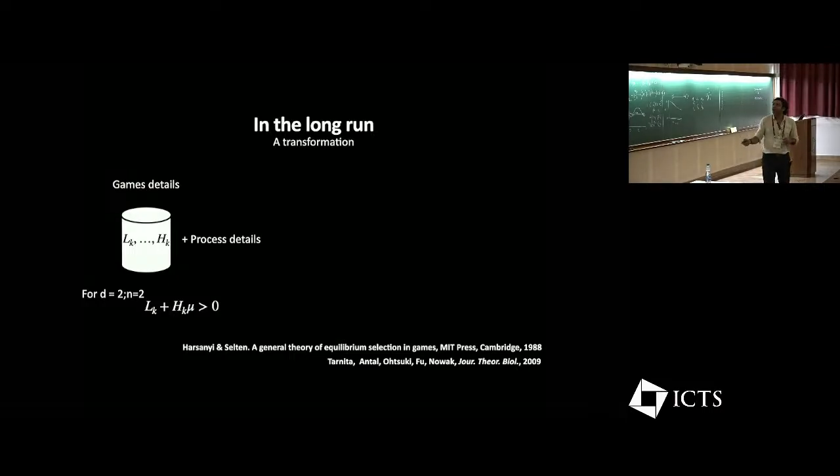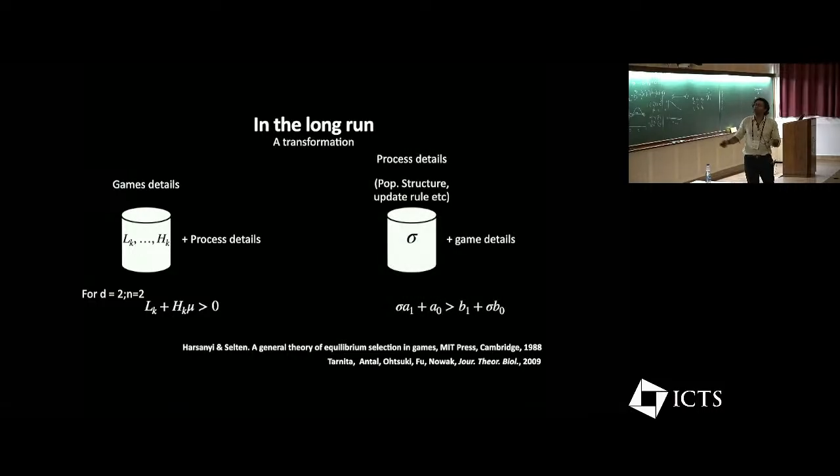You can say that, okay, I'm putting all my game details in these containers, and I have the process details outside. Or I could put my process details in a container, and I have my game details outside. Because now it's just a matter of reshuffling how you write these things down. If you do that, you can do something much more powerful. Now this container can contain not just the stochastic processes that we have been discussing. You can put in other things like population structure, update rules, like what different kinds of copying mechanisms you might think of in the population.